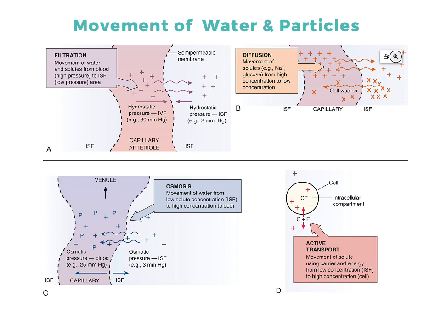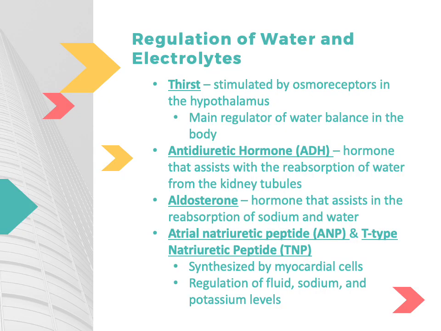So these are different ways that water and particles can move. This is basic A and P, and it's really good background information to know. Now we will talk about the regulation of water and electrolytes.